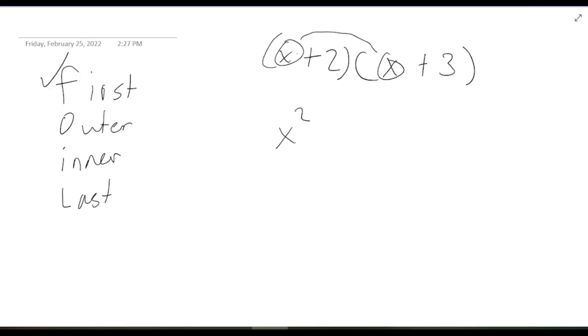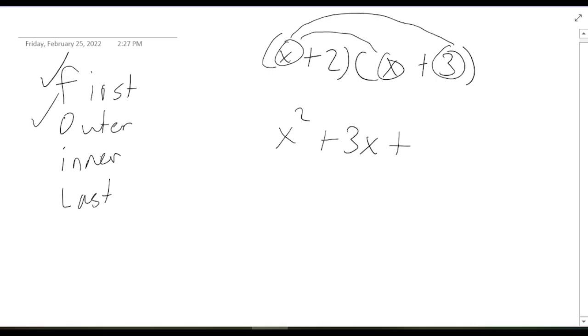Now, outer. So we need to take the outer terms of this whole expression. So x times 3. Well, we don't know what x is, so we can just leave this as 3x. Great. And now inner. So our inner terms are going to be 2 and x. So 2 times x is going to give you 2x. And finally, our last. So we got to multiply the last term. So 2 and 3. So 2 times 3 is going to give us 6.